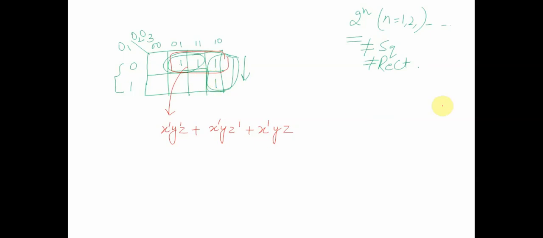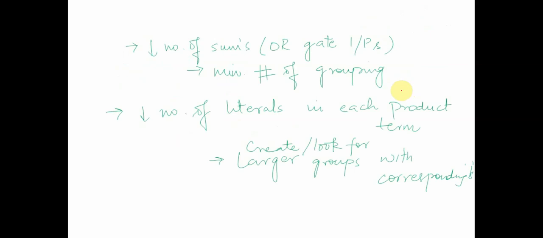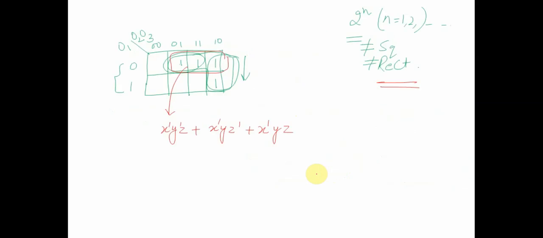So we need to have only square and rectangle terms with larger number of groupings and minimum number of products. If you see, for ensuring that we have minimum number of OR gates, which is our first requirement, we need to ensure that we cover all the ones with minimum number of groupings. And the second concept is to ensure that we have fewer literals in each product term. We have to create larger groups, because when we create larger groups, our output would depend upon fewer variables, right?